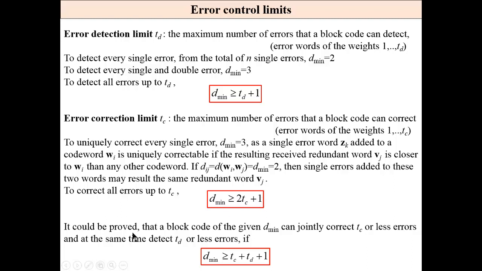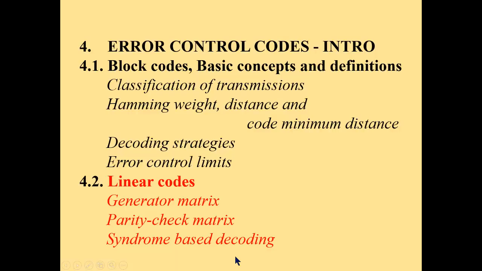Also, it is possible to prove that a block code of a given minimum distance can jointly correct T sub C or fewer errors and at the same time detect T sub D or fewer errors if this inequality is satisfied. Next presentation: linear codes, generator matrix and parity check matrix.